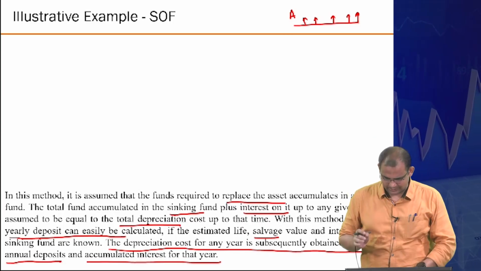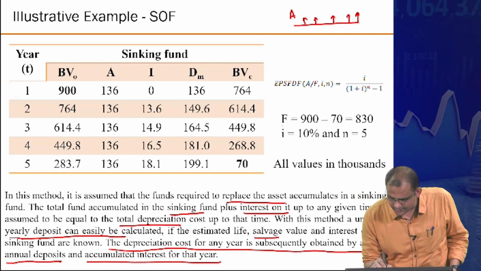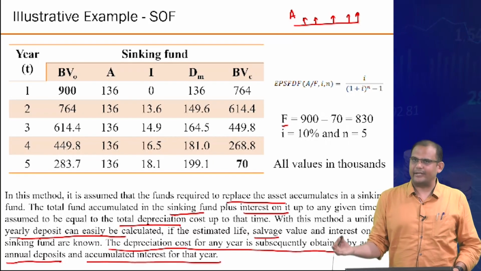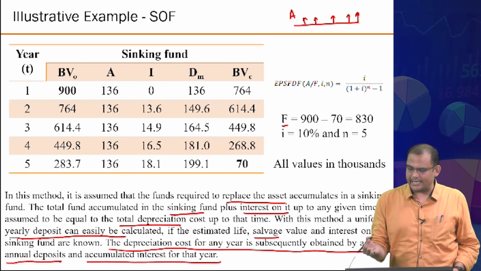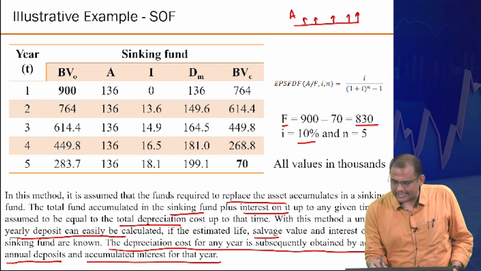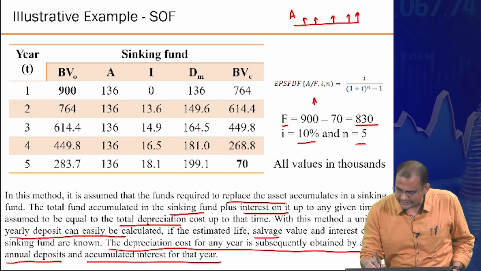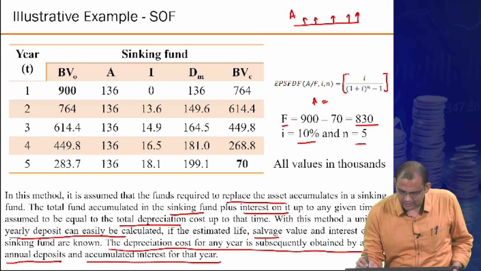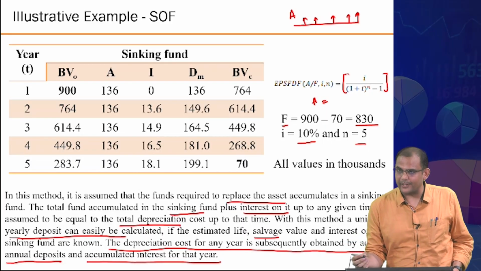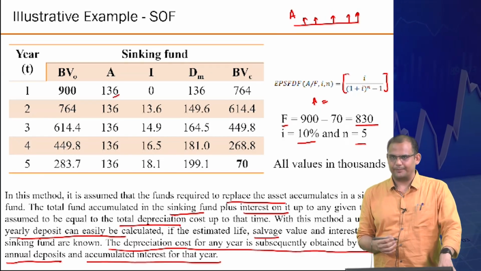That's the depreciation concept. How to do this calculation? Suppose in our previous example, your final F has to be 900 minus 70, because 70 is your salvage value, and 9 lakhs is your original unadjusted basis. So 830, I is 10%, N is 5. You can calculate this A amount using this formula. What is that coming out to be? Can anyone give me the calculation? 135 point something? So 136. I have kept it as a uniform number.